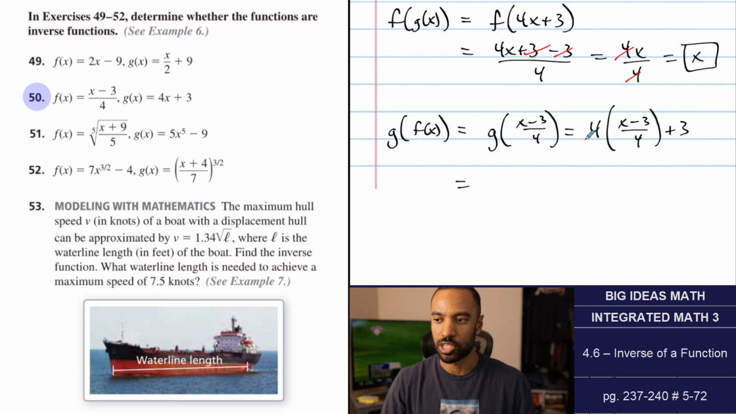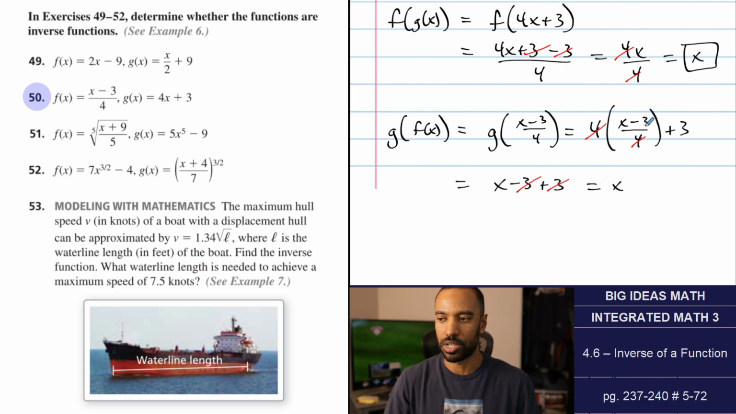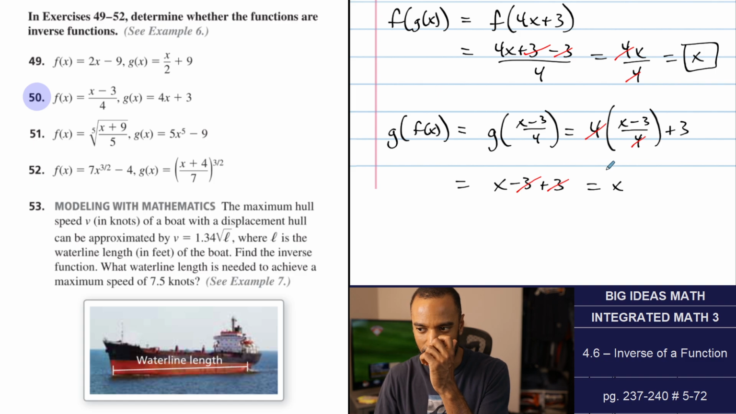Whether you distribute or not, it's up to you. I'd rather leave it factored because this 4 is dividing by that 4. Now it leaves you with x minus 3 plus 3, and then those can cancel, and then you're left with x. So you can't do minus 3 plus 3 just yet because the minus 3 is still in the parentheses, all that kind of stuff.